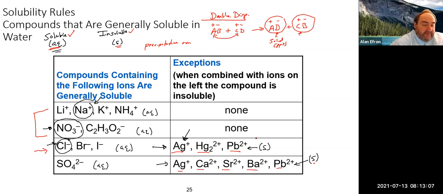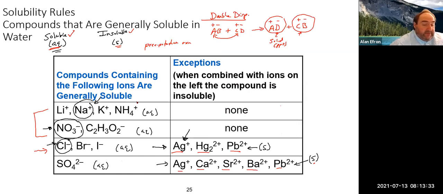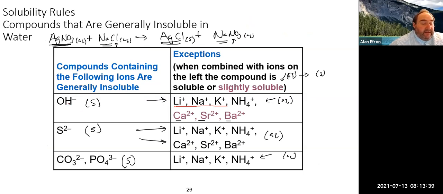We also talked about some solubility rules, some things that are typically insoluble. So the ones on this table on the left-hand side are typically going to make a solid. And that's our hydroxide, which will typically make a solid. But there are some exceptions. And really the exceptions that we see here on the right-hand side are the soluble rules that we see over here on the left-hand side of this one, which basically means hydroxide will be insoluble unless it's with somebody in group 1, or ammonium, and slightly soluble with calcium, strontium, barium.